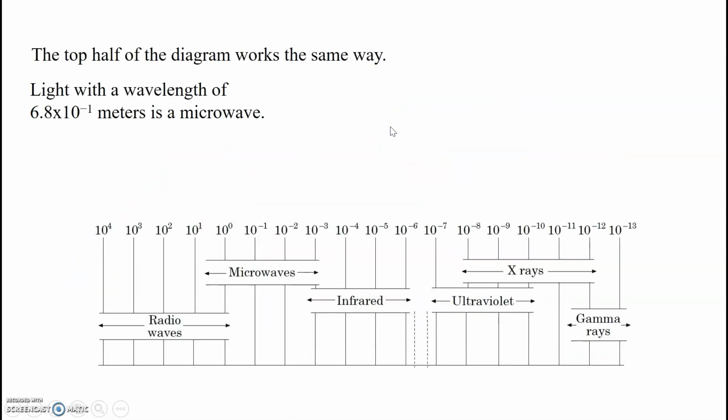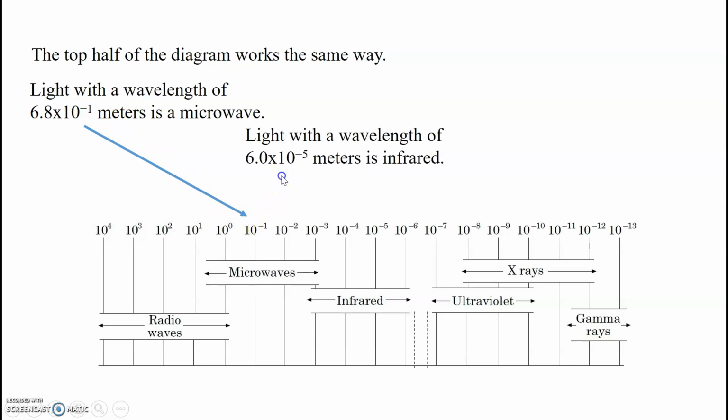You can also read the rest of the electromagnetic spectrum diagram in that same way, except instead of colors, we're now identifying what type of electromagnetic radiation it is. So light with a wavelength of 6.8 times 10 to the negative 1 meters is a microwave. The rest of the electromagnetic spectrum is much broader, and so instead of focusing on the first number in the scientific notation, we then have to focus on the power of 10 in the wavelength. So because 10 to the negative 1 meters is well within the range for microwaves, we would say that light with a wavelength of 6.8 times 10 to the negative 1 meters is considered a microwave.